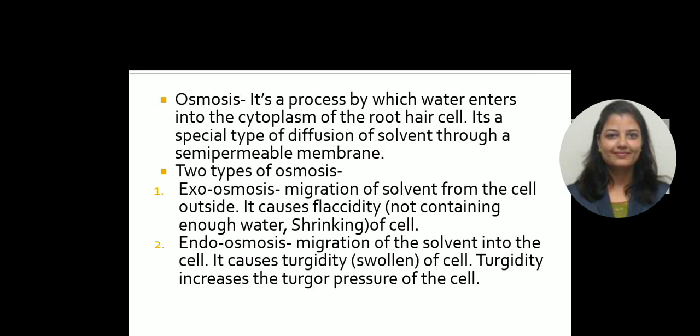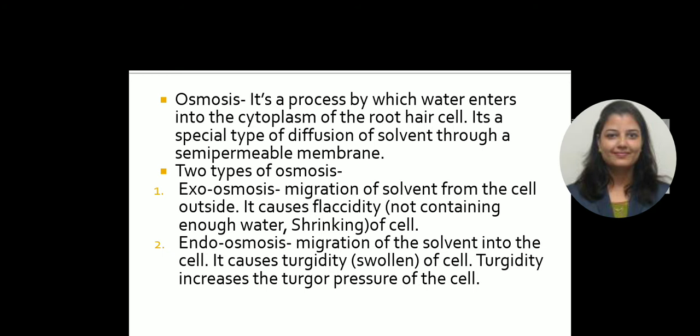Then next is osmosis. You all must be aware of the osmosis process. So it is a process by which water enters into the cytoplasm of the root hair cell. It is a specific type of diffusion of solvent through a semi-permeable membrane. Osmosis is always of two types, exosmosis and endosmosis. Exosmosis, when solvent migrates from the cell to the outside environment. So it causes flaccidity. Flaccidity means it is a shrinkage of the cell.